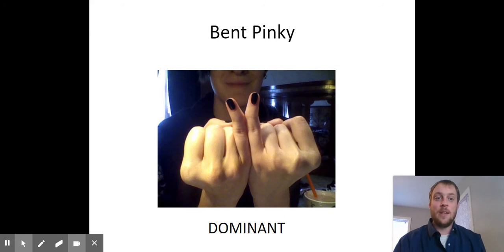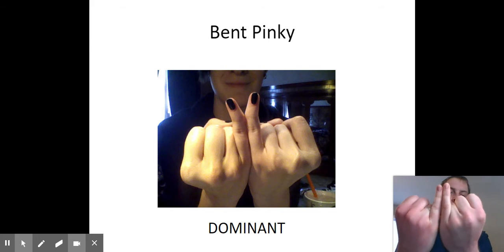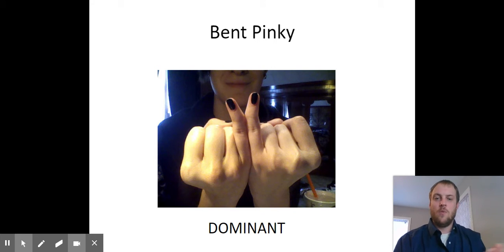Bent pinkies are dominant. So my pinkies are straight. What were yours? Dominant, bent like this picture, or straight, which would be the recessive one, like mine.